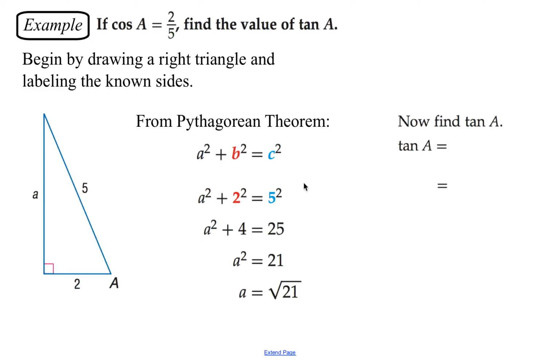So to find the tangent of angle A, remember we said that's opposite over adjacent. So it's going to be the square root of 21 divided by 2, opposite over adjacent. Sometimes they'll ask you to find that to the nearest tenth, in which case you would plug that into your calculator and then just round it to the nearest tenth. In this example, they just said find it. So square root 21 over 2 is the tangent of A.